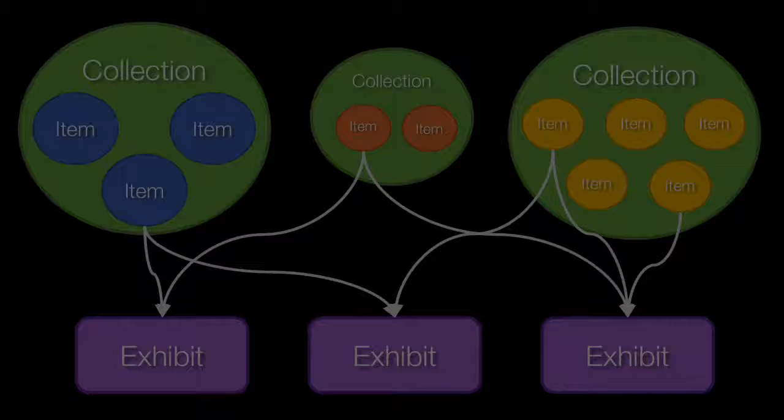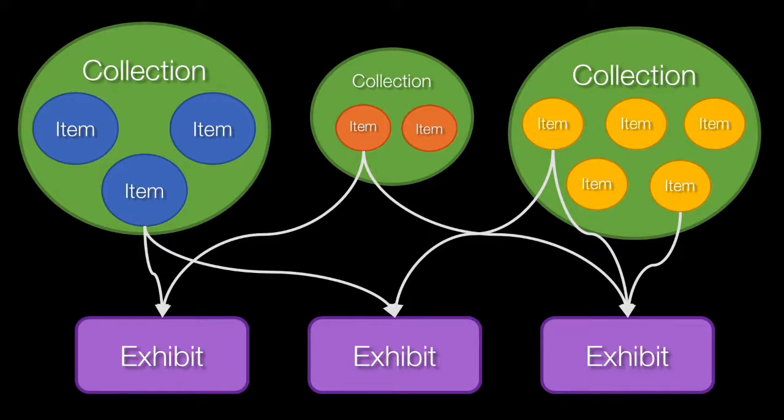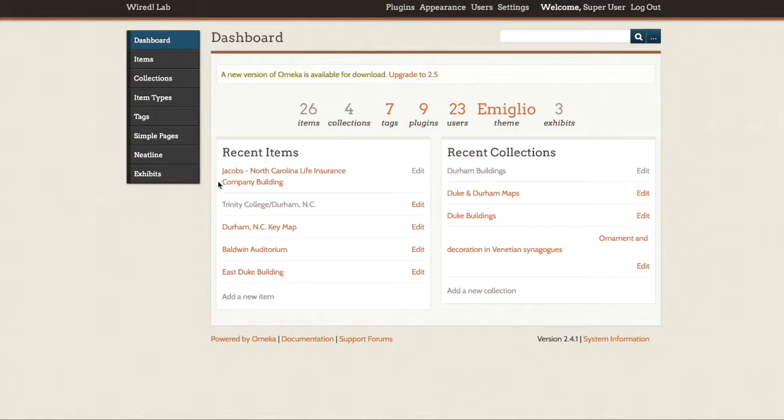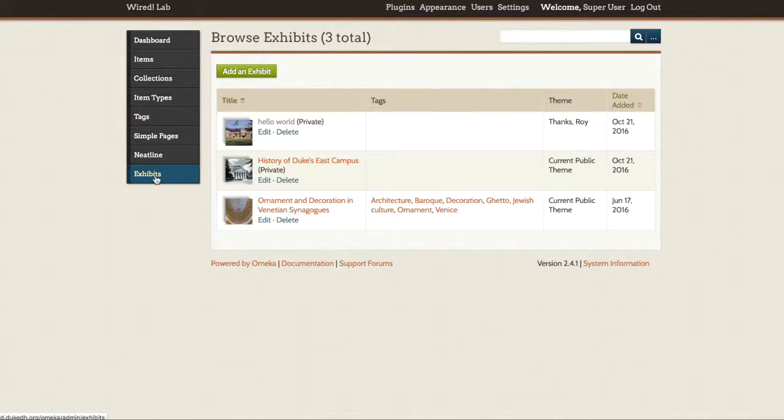captioning. Remember that if items and collections are the archive portion of Omeka, exhibits are the area where you can create a larger narrative about your items for a public audience. You'll find the area for creating exhibits on the left-hand side of the dashboard, and I will click there to navigate to the Browse Exhibits page.